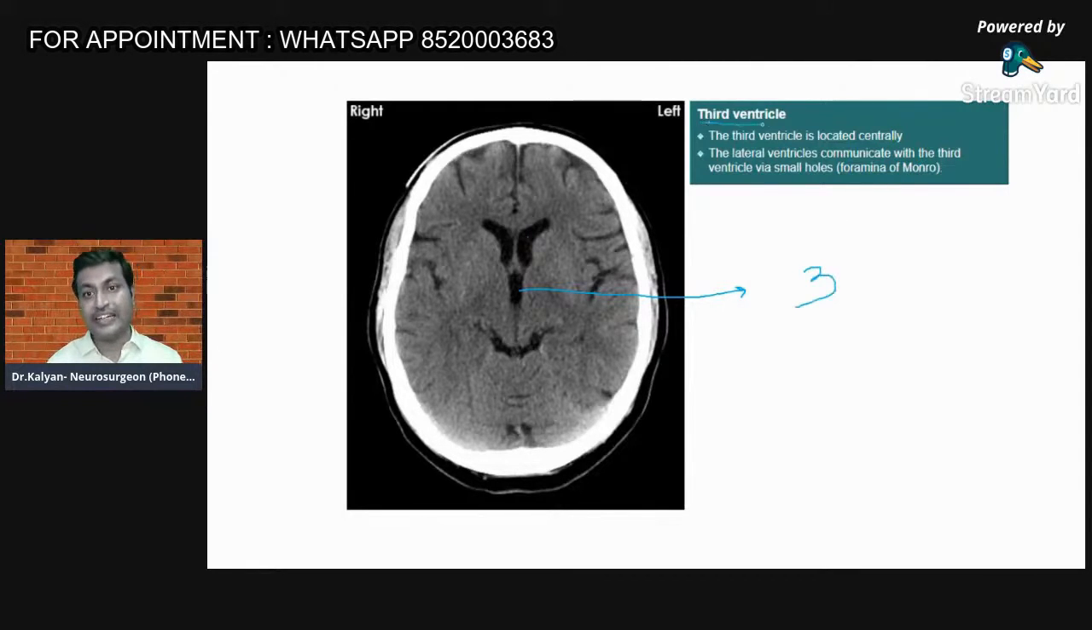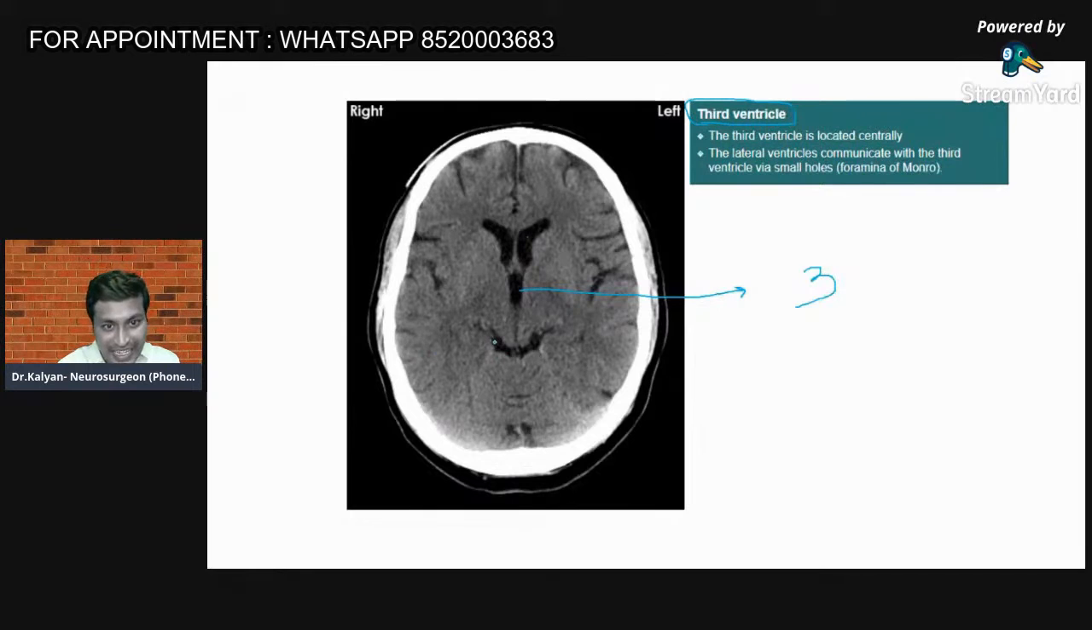Again, the third ventricle is a midline structure. What I'm trying to tell you is about all the midline structures. The falx cerebri is a midline structure. The interhemispheric fissure is a midline structure. The septum pellucidum is a midline structure. The third ventricle is a midline structure. Why I'm highlighting the midline structures, you will know by the end of my presentation.